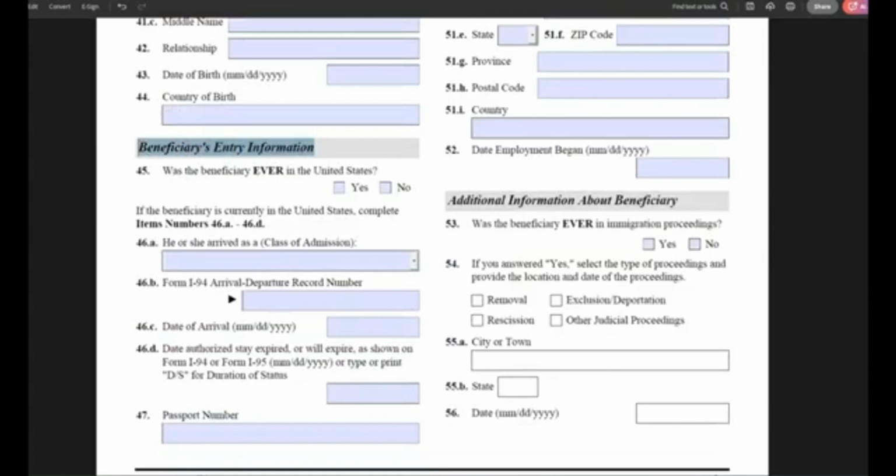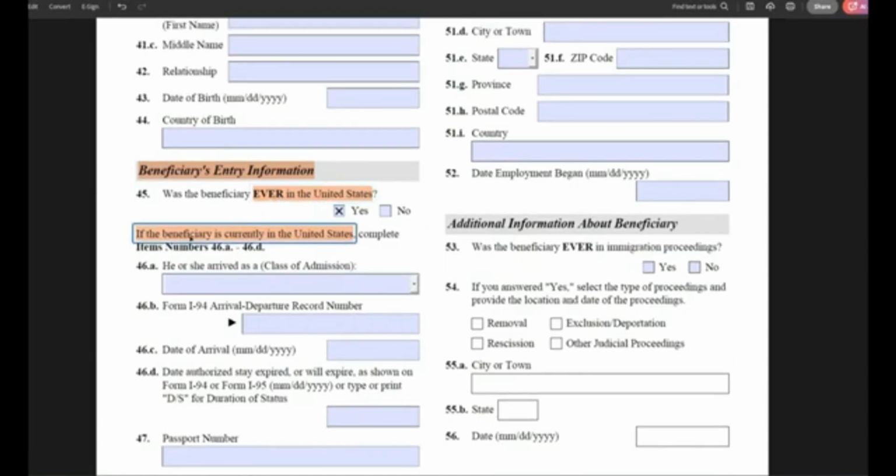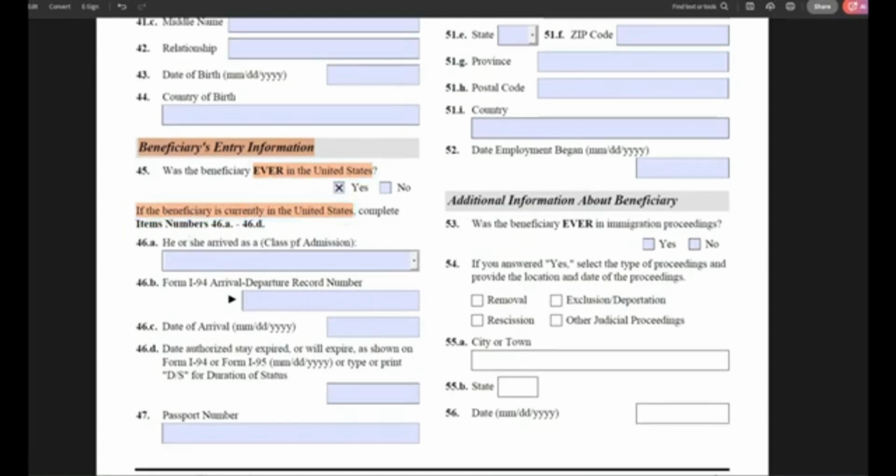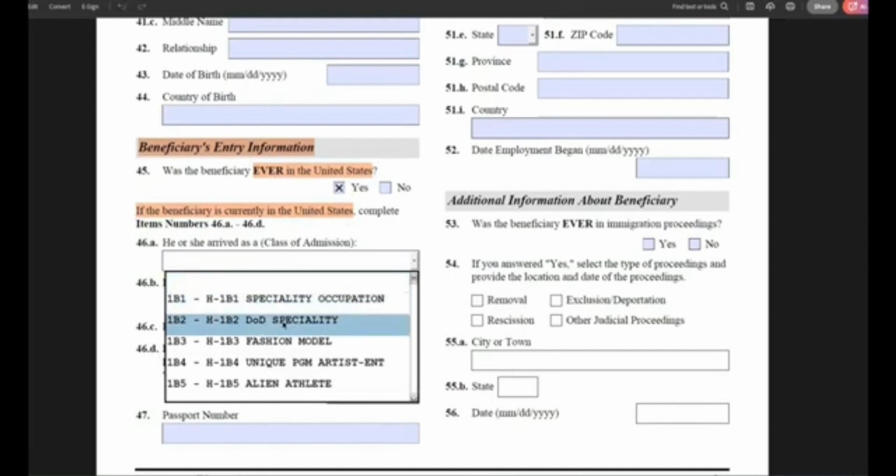Moving on to beneficiaries' entry information. So if the beneficiary has ever been in the United States, this is not just asking if they're currently in the US, but if they have ever been here. Answer yes or no. And then if your beneficiary is currently in the United States, you will complete questions 46A through 46D. But again, only if your beneficiary is in the US right now. Our beneficiary is in the US right now.